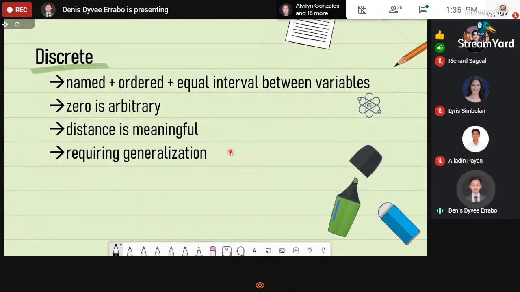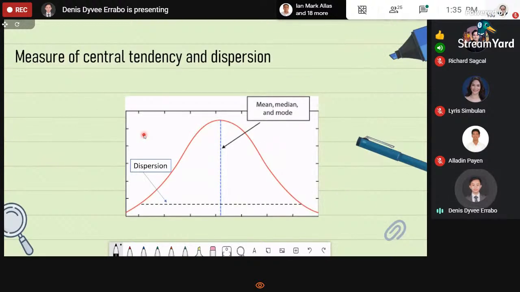But for positivist research requiring generalizability, this is the third level of the data. So you have named your variable, and then you have ordered them, and then you put equal interval amongst them. When you put equal interval, basically zero is always arbitrary, and the distance amongst variables is very meaningful. So discrete data requires generalization. Strategies involving the use of statistical analysis may be required for quantitative variables, particularly for discrete data.